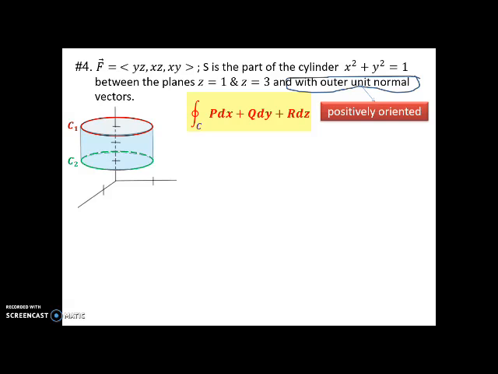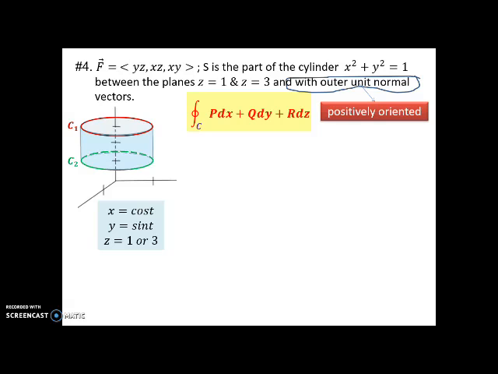Let's start with C1. Well, here's both of them. For C1, z is 3, and for C2, z is 1. But they're both circles with x squared plus y squared equals 1, and so r cosine t for x and r sine t for y, r is just 1.